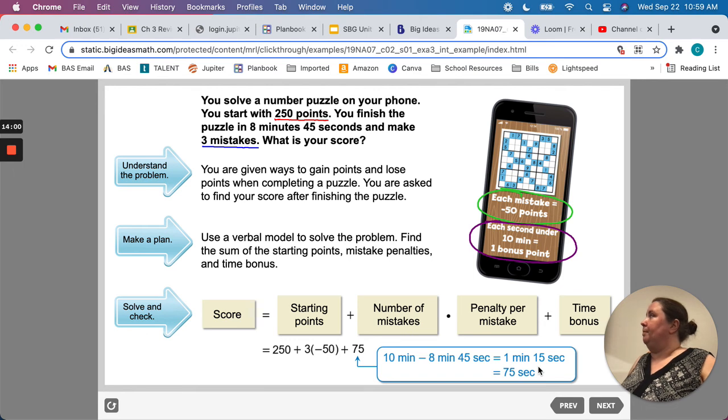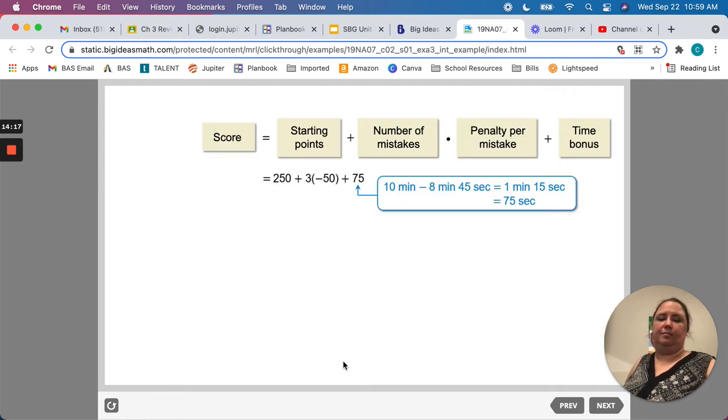Good job. I think I said that incorrectly out loud. So you found out how many minutes you were under the 10 minutes, 1 minute 15. You converted this to all seconds, which is 75 seconds. And you got 1 point per second, so 75. Now can we solve this? Yes.